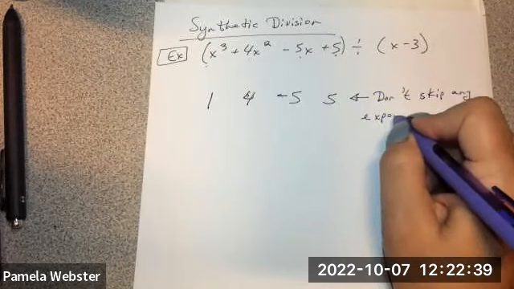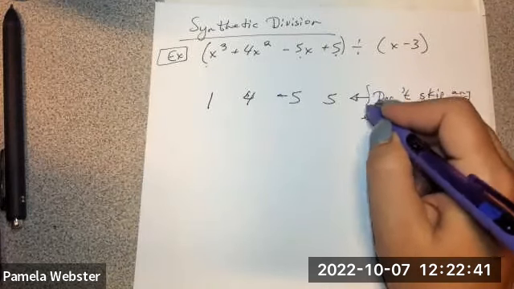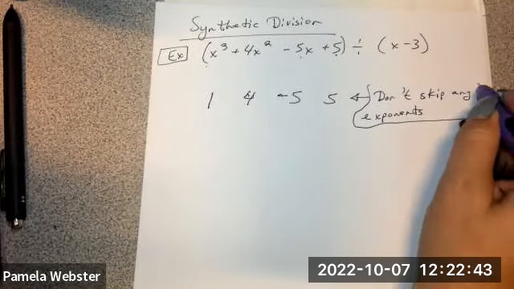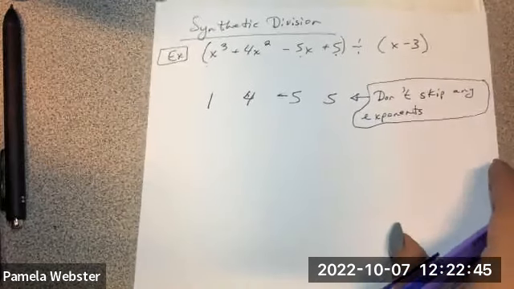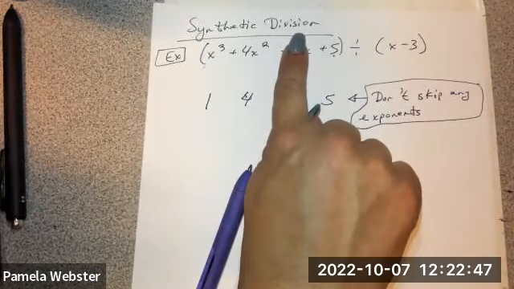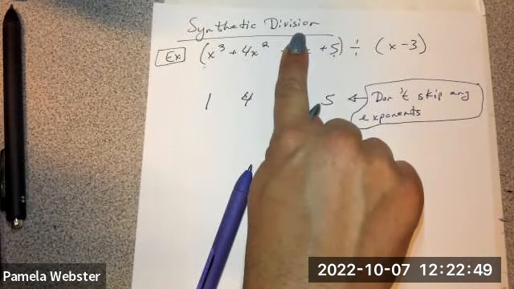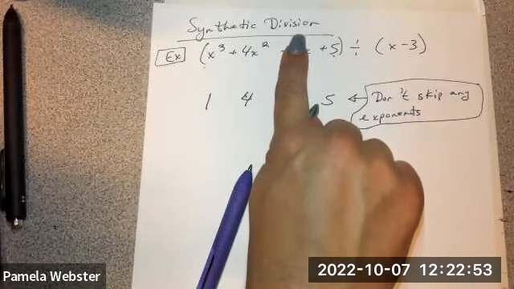Okay, don't skip any exponents. What I mean by that is, what if they had not had this negative 5x guy here? Okay, they just had x cubed plus 4x squared plus 5.